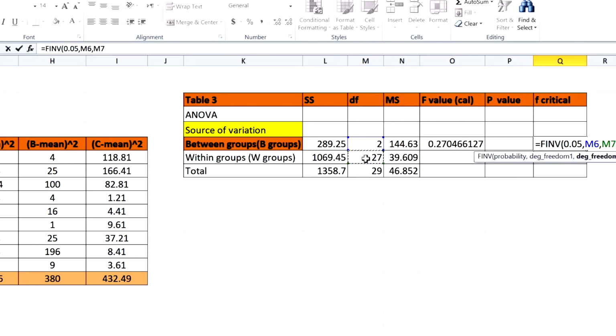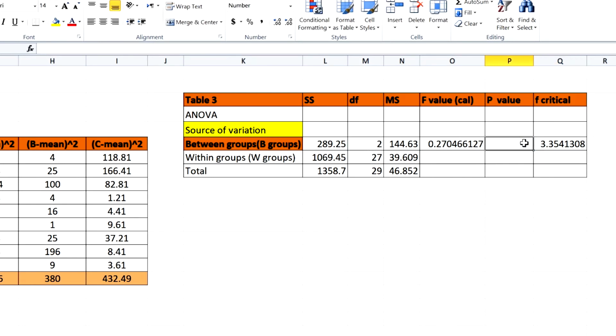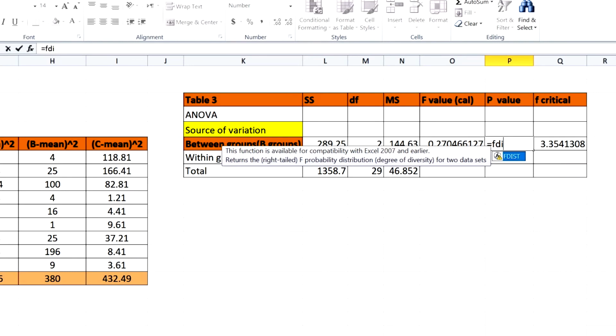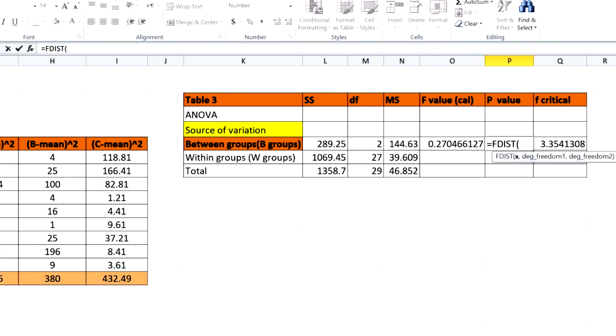this one, enter. P-value equals, also from a function, F.DIST.RT, x, which is the F statistical, then comma, degree of freedom 1, comma, degree of freedom 2, enter. And as I said, if F value is higher than F critical, there is a significant difference. Also if p-value is less than 0.05, the probability of error, there is a significant difference.